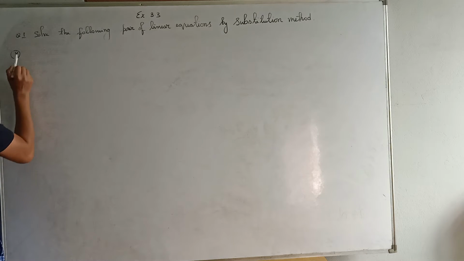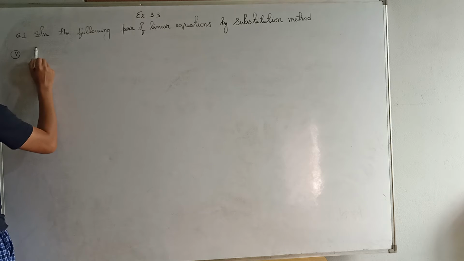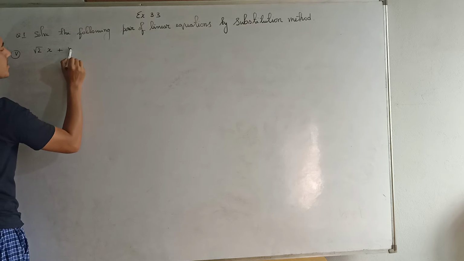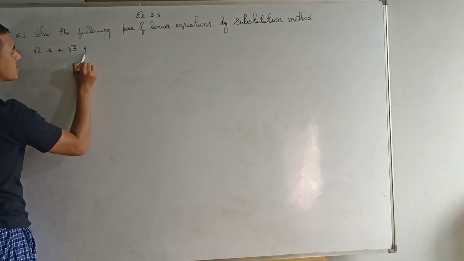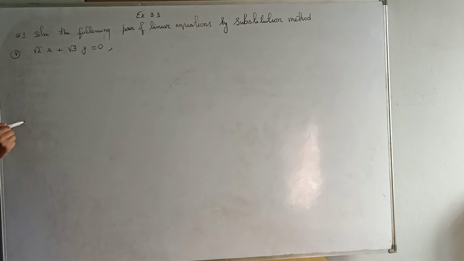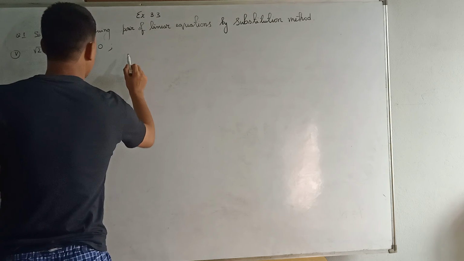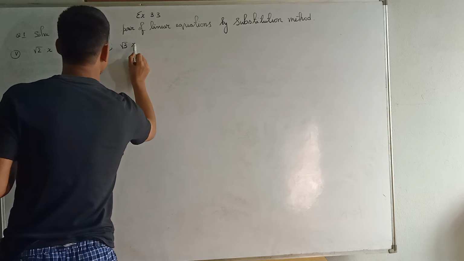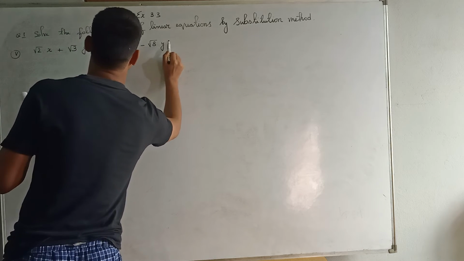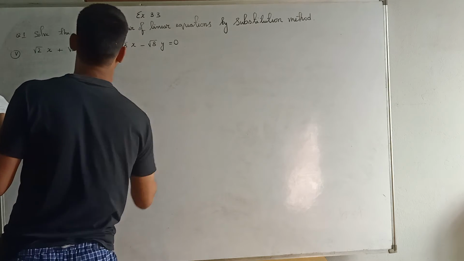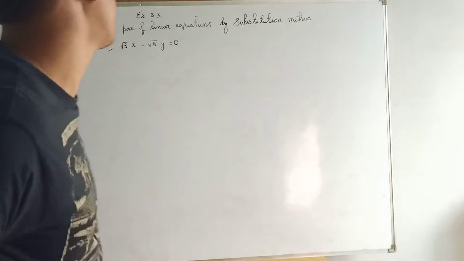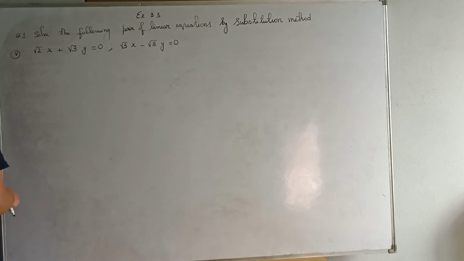Roman 5. Square root 2 times x plus square root of 3 times y is equal to 0. This is your first equation. Square root of 3 times x minus square root of 8 times y is equal to 0. This is the other equation. So we are going to solve them.